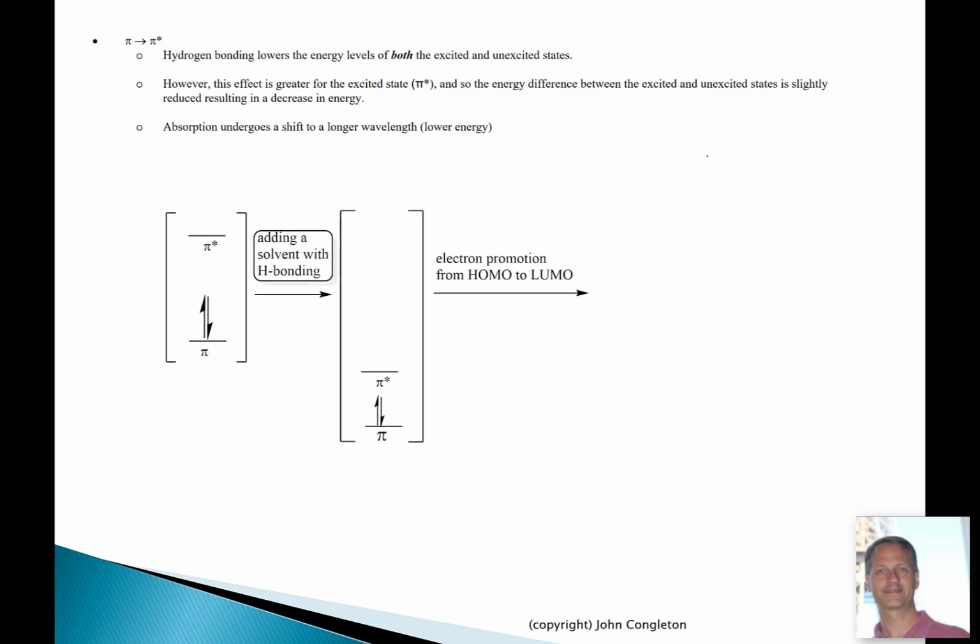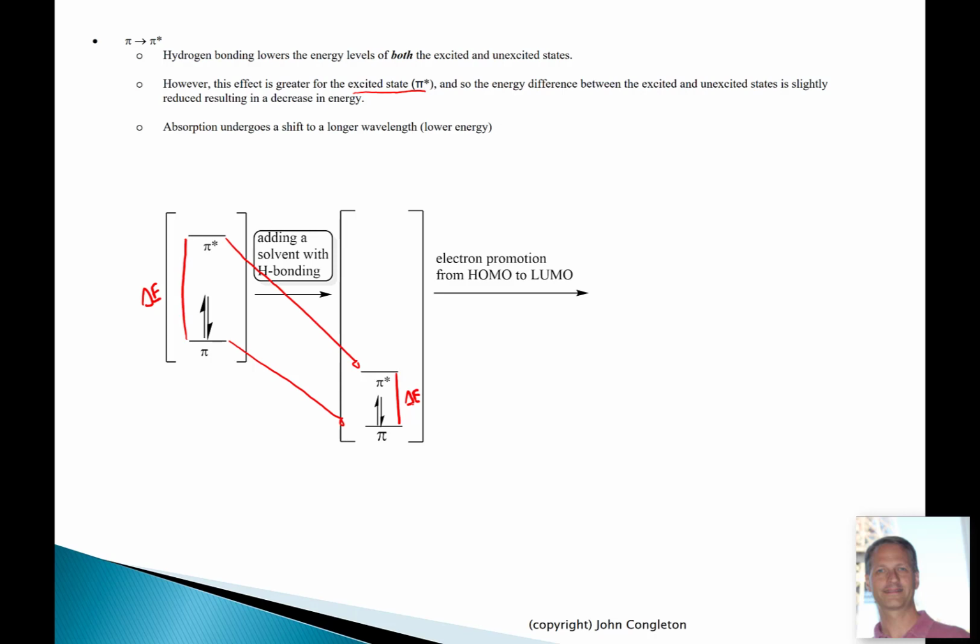The other thing is that the pi to pi star changes too. We're not going to be looking at this specifically for our experiment, but it turns out that when we add that solvent with H bonding, both the pi and the pi star are decreased, but they don't decrease by the same amount of energy. The effect is greater for the excited state. So here we have our delta E without any hydrogen bonding, and with H bonding that delta E gets smaller. That smaller delta E means that we have a larger lambda.